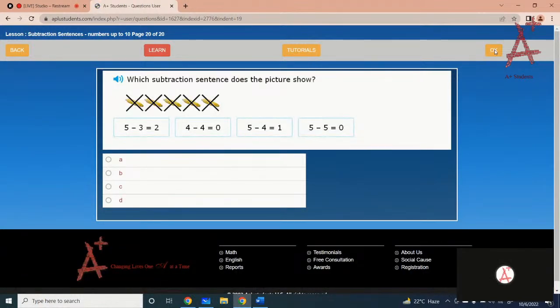Yes, very good. Okay, which subtraction sentence does the picture show? You have 1, 2, 3, 4, 5 of the corns, and all of them are crossed out. So 5 subtract 5 is, you have to count the ones that are not crossed out. So how many of them are not crossed out? Yes, it's 0. It's option number B. Got it? So select the correct option and click on the OK button.